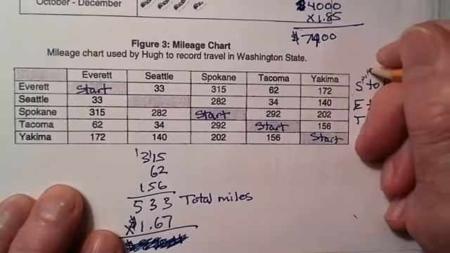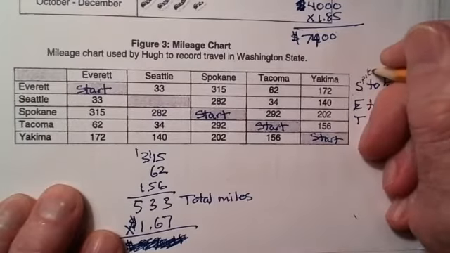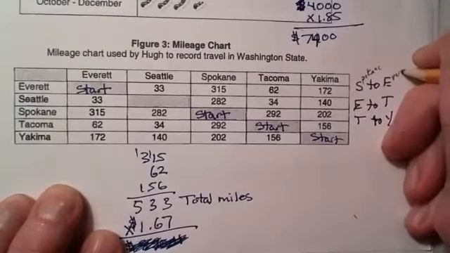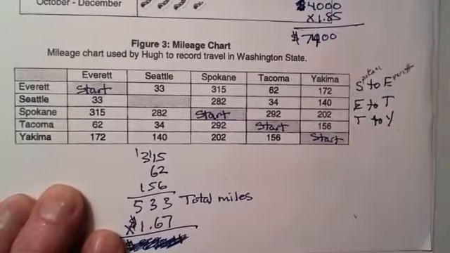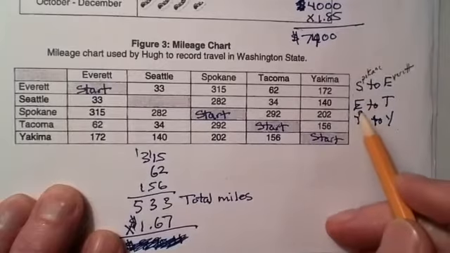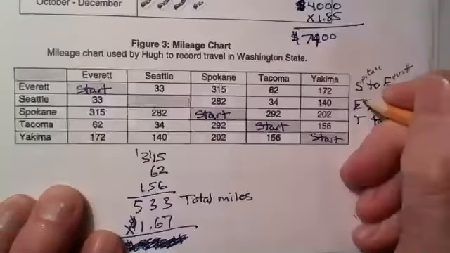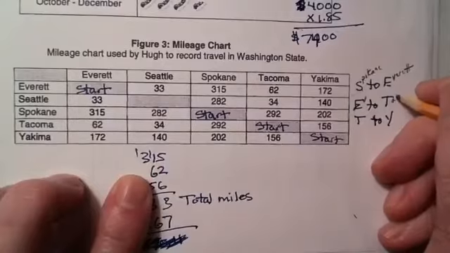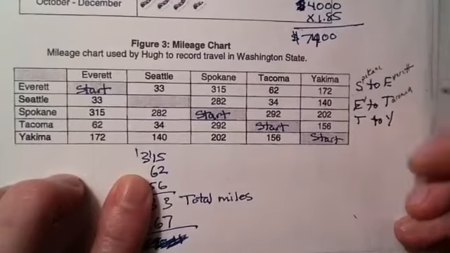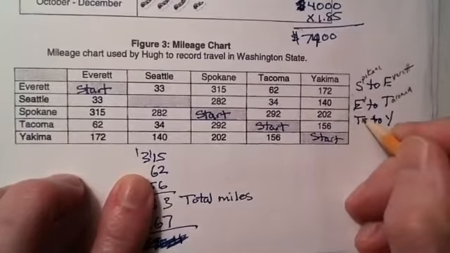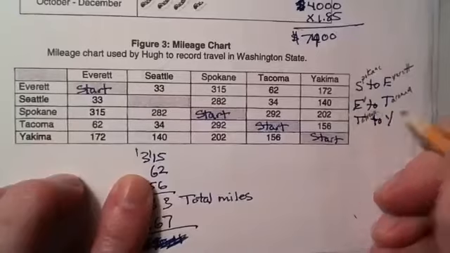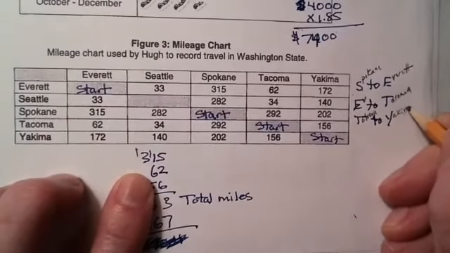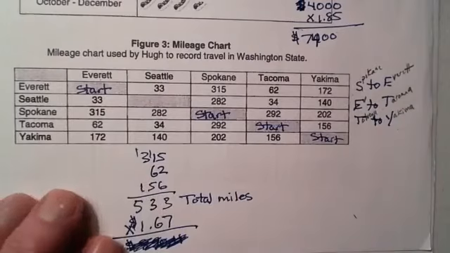This is Spokane here, to Everett. That was their first trip. She went from Spokane to Everett. Then she went from Everett, I'll say EV, to Tacoma. And then she went from Tacoma to Yakima.